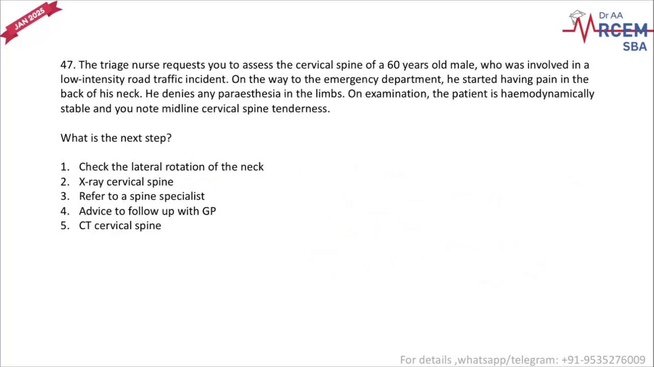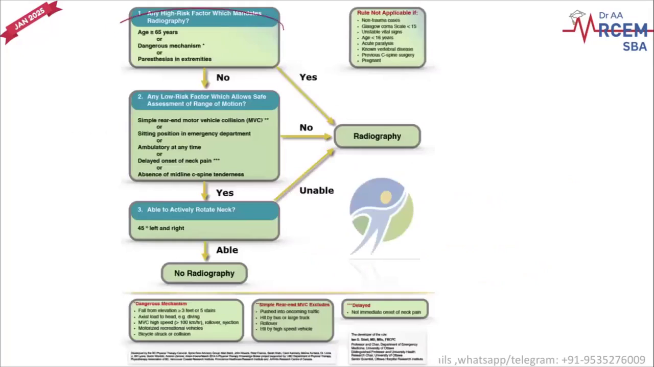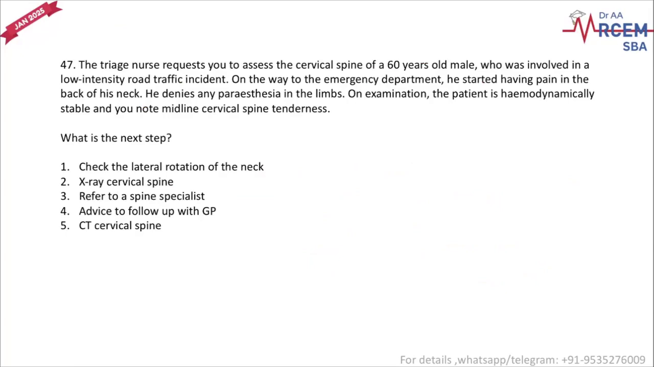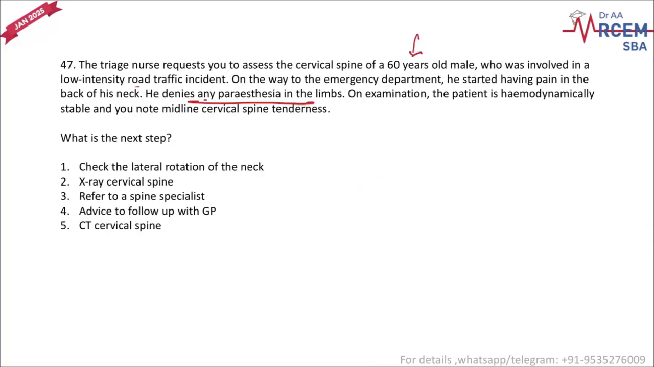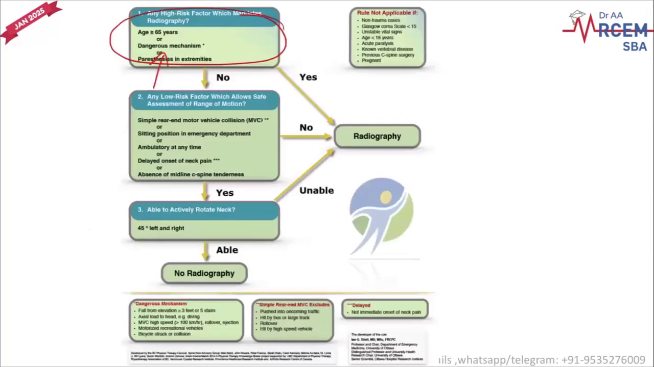What is very important here? Are there any high risk factors? What you need to look out for? The first column is known as high risk factors. Are there any high risk factors? Age, dangerous mechanism, paresthesia. Age is 60, not 65, so no, it is not required. Next one is paresthesia. He denies any paresthesia in the lower limbs. Is it a dangerous mechanism of injury? He says low intensity road traffic accident. So you have ruled out all of these. Is any one of the following present? That's what you need to look out for.